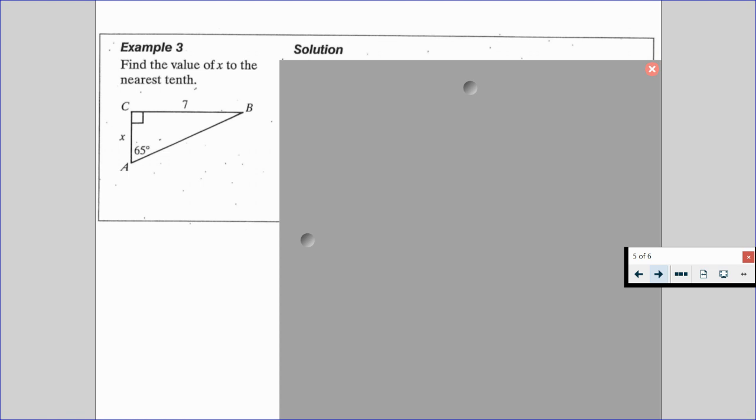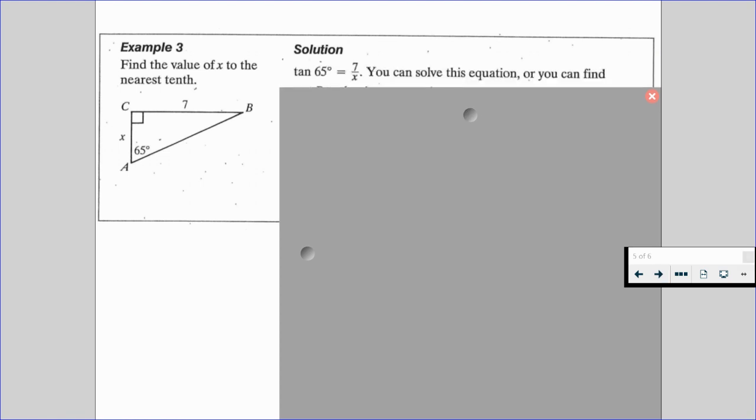So looking at this, we have a tangent value. We're going to have 65 is our angle, our opposite is 7, and our adjacent is going to be a length of x. So tan of 65, we can write it as tan 65 degrees is equal to 7 over x.